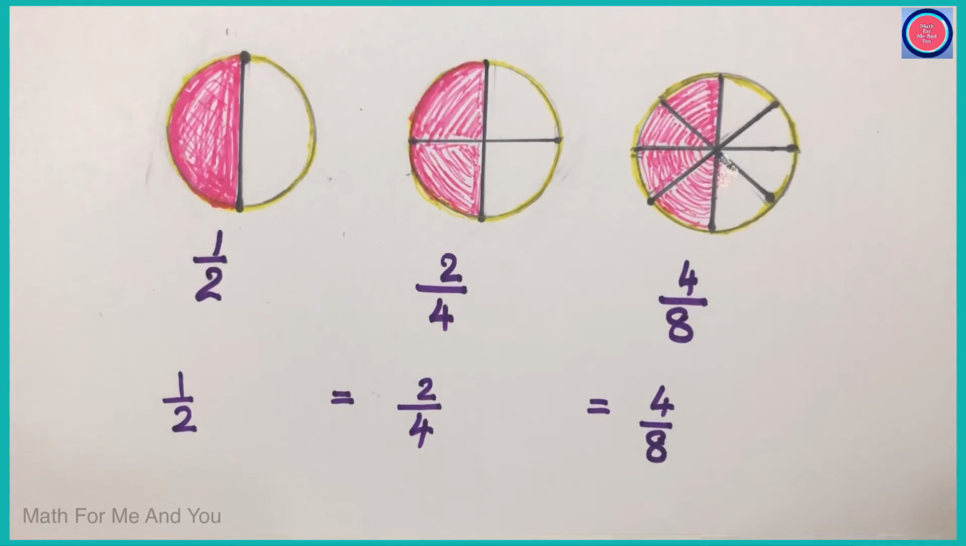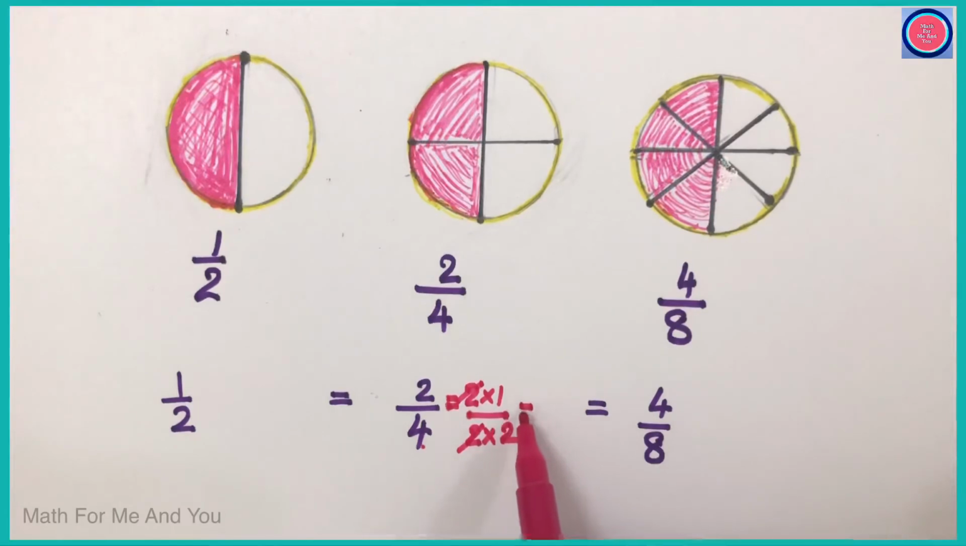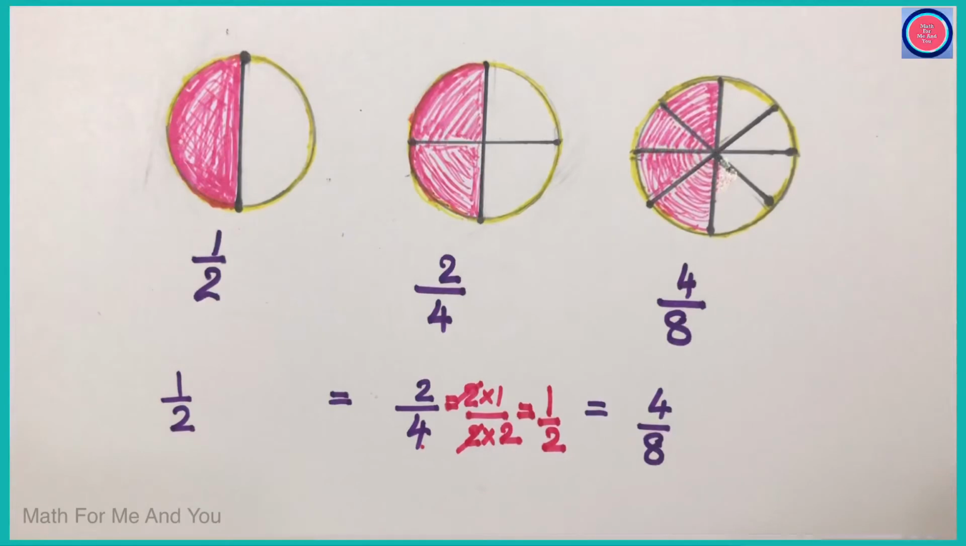That means we can split 2 as 2 times 1 and 4 we could write as 2 times 2. So I'm going to write that. Numerator and denominator I'm going to split. Numerator I'm going to write as 2 times 1 and the denominator is 2 times 2. Then there we can see the number 2 is common, same in numerator and denominator. We can cancel that. A number that is common in numerator and denominator, we could cancel. Then finally we get 1 over 2, which is the same as the first fraction 1 over 2. That means the two fractions are equal.